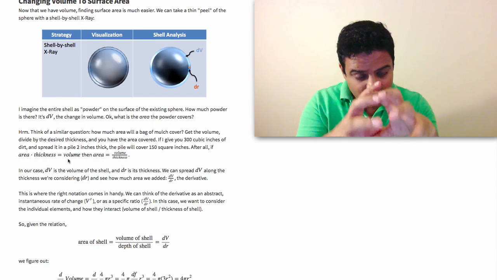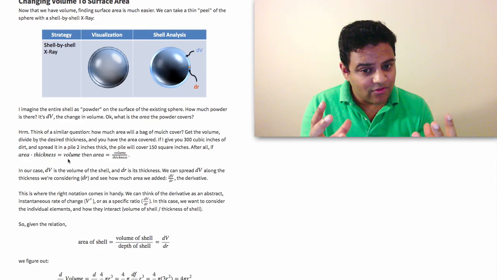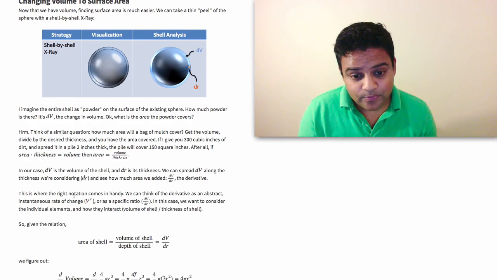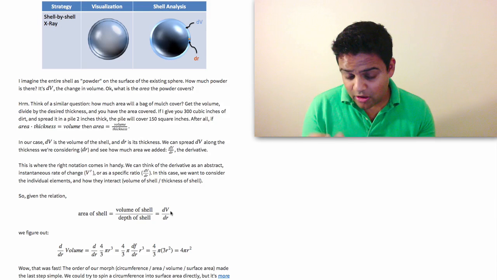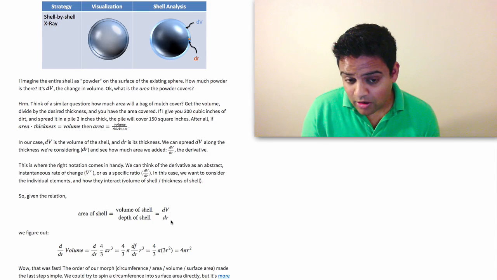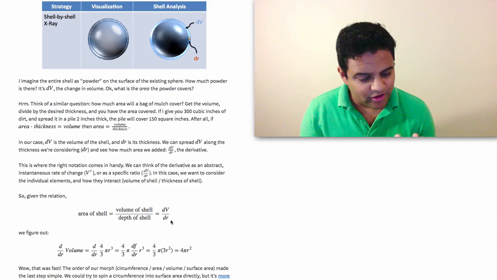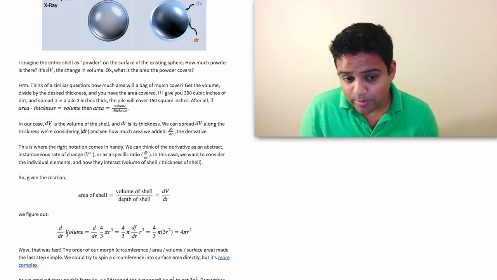We take the little segment of volume that we have, divide by the thickness, and now we have the area of that volume. In that case, the volume is dV, the thickness is dr. So that ratio, dV/dr, is actually the surface area. And hey, that's just the derivative. We can figure that out, so we can plug it in.